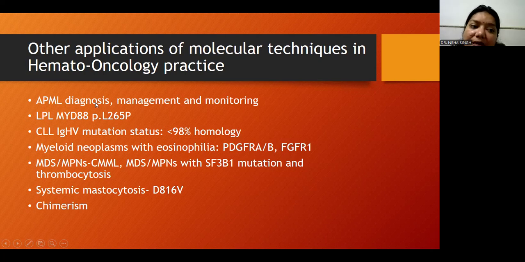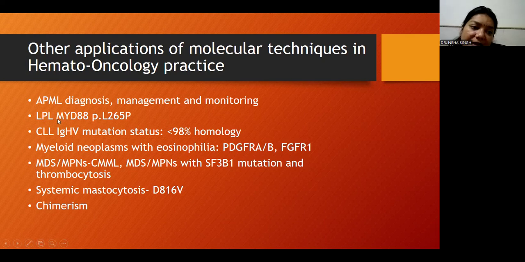So APML is a medical emergency where if you see a case which has bilobed nuclei, hypergranular blasts looking like abnormal promyelocytes, you immediately advise an RT-PCR or FISH for PML-RARA, and such patients have to be immediately started on ATRA, and they will be monitored based upon the baseline RT-PCR transcript, which is BCR 1, 2 or 3, followed with the same kind of RQ monitoring, BCR 1, 2, 3 respectively.